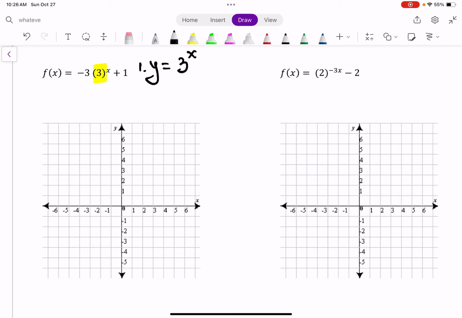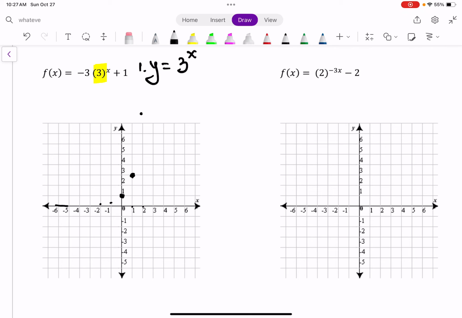Well, 3 to the power of 0 is 1. 3 to the power of 1 is 3. 3 to the power of 2 is 9. 3 to the negative 1 is 1/3, and so on.